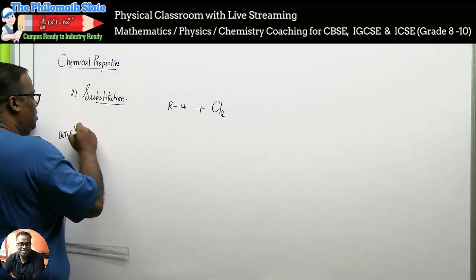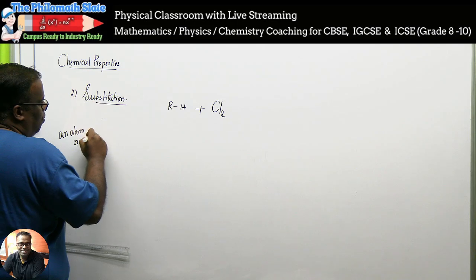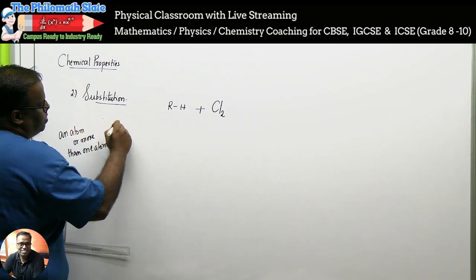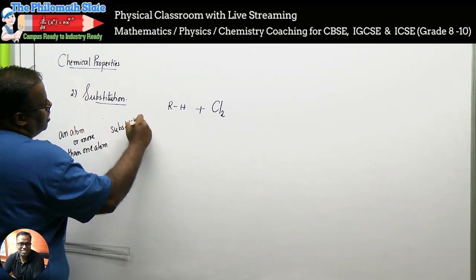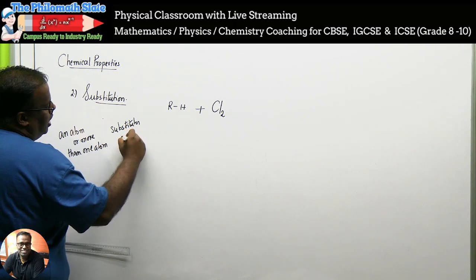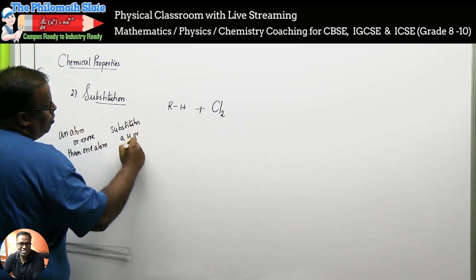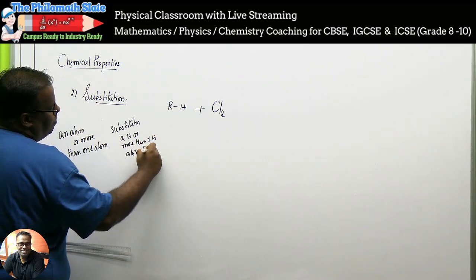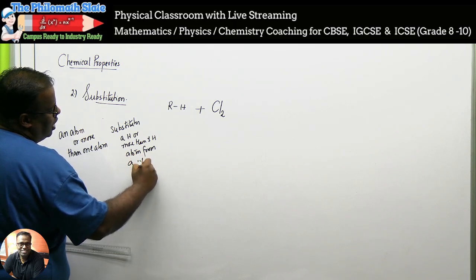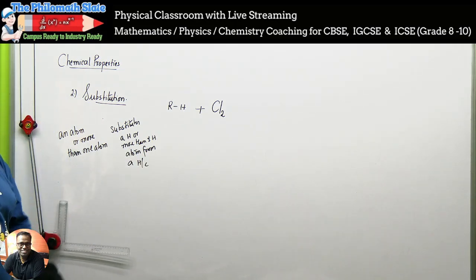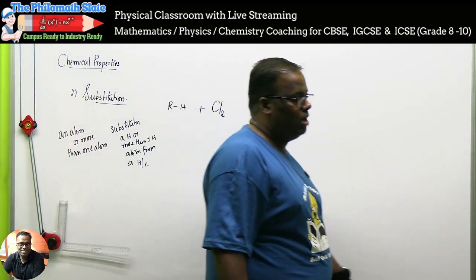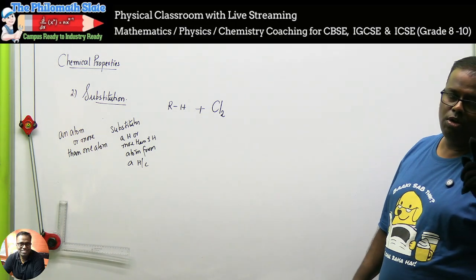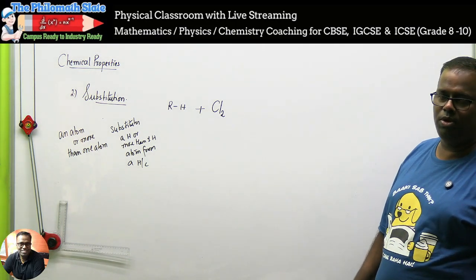an atom or more than one atom substitutes a hydrogen or more than one hydrogen atom from a hydrocarbon. Hydrocarbon means what do you have? Carbon and hydrogen. So now a foreign atom will come and that atom will kick out the hydrogen. If one atom comes, it will kick out one hydrogen. If more than one, then more than one.